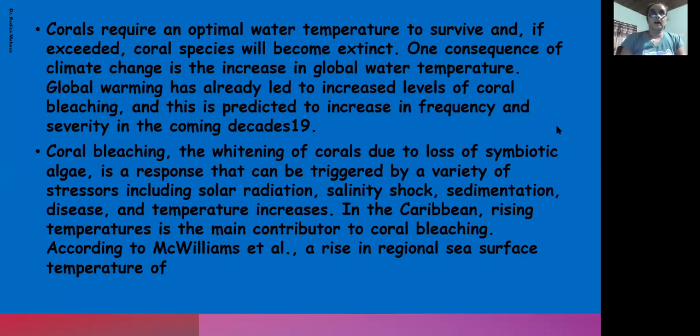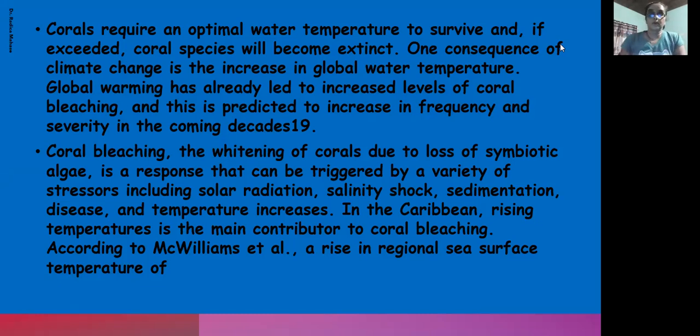So global warming will affect the corals directly because corals can only survive in specific water temperatures. And coral bleaching, which is the whitening of corals due to the loss of symbiotic algae, is a response that can be triggered by a variety of stresses, including things like solar radiation, sedimentation, disease, and temperature increases. All these things lead to coral bleaching.